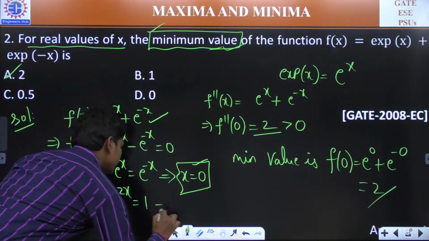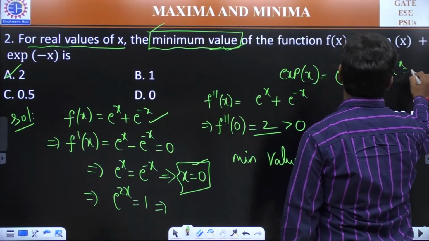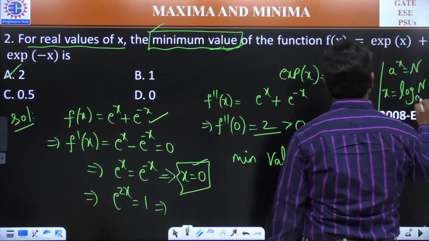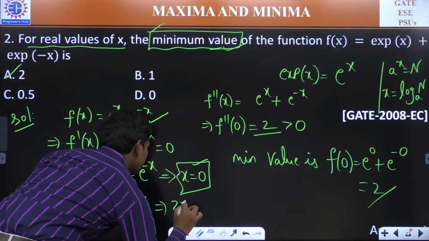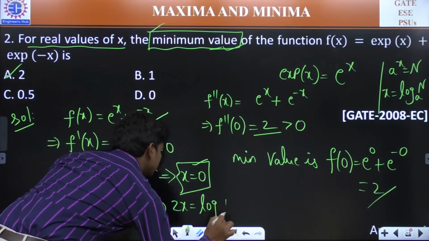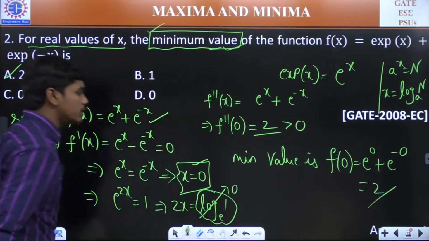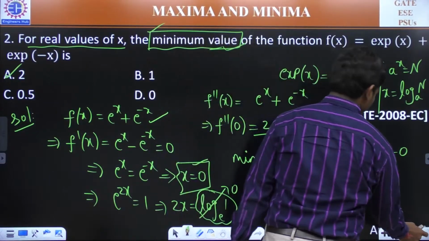Yes, if you can shift, then you know the basic property of logarithm. If a^x = n, then x = log n to the base a. You know this, correct? So here you have e^(2x) = 1. This implies 2x = log 1 to the base e, and log 1 to any base is 0. So 2x = 0 and x = 0. Okay? I hope you understood now.